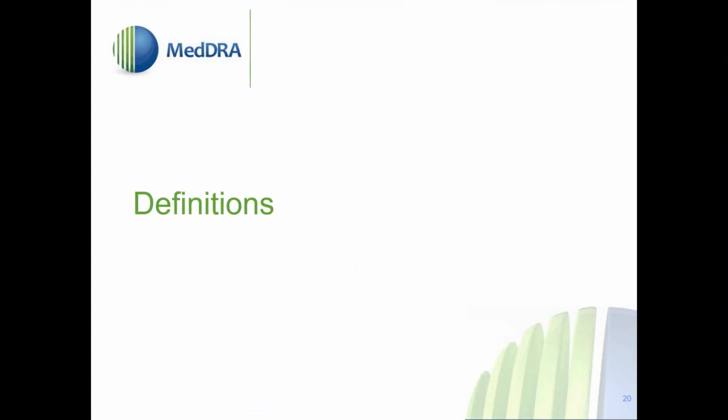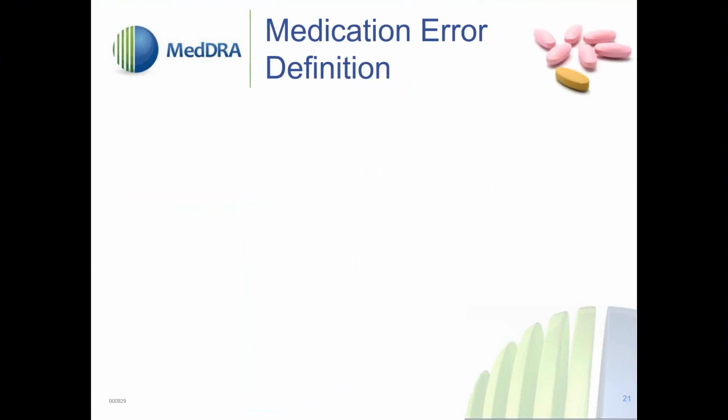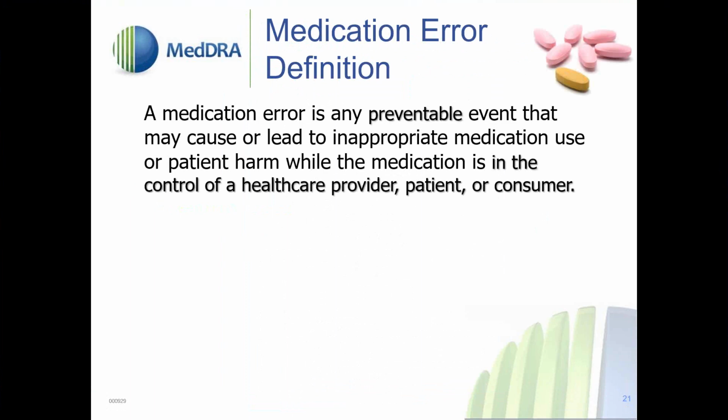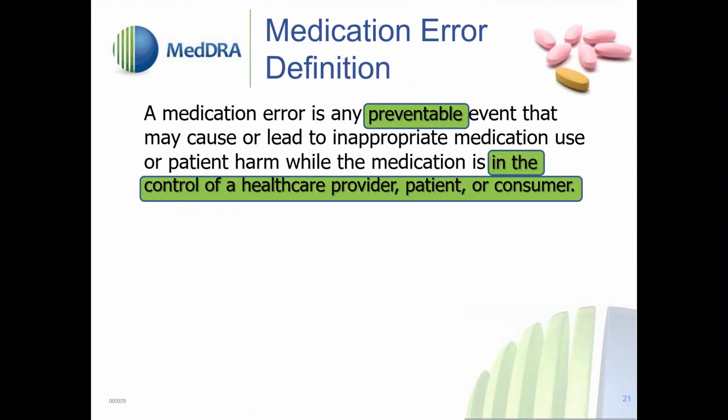Before we go into further details, we will have to familiarize ourselves with the terms that refer to medication errors and other product use errors and issues. Here, a definition of the term medication error. A medication error is any preventable event that may result in the improper use of medication or even harm to the patient, while the medication is under the control of those involved in the medication process, meaning physicians, pharmacists, nurses, patients, consumers, or their families.